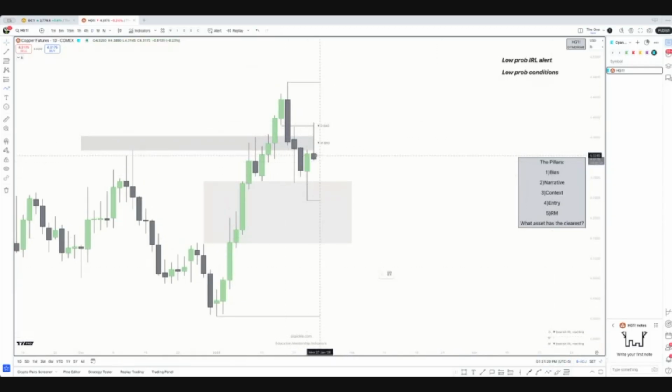So I'd want to see new expansion lower, disrespect that weekly gap, and then I would look to play something like this, and then this becomes my high probability context right there. But I avoid this initial one.